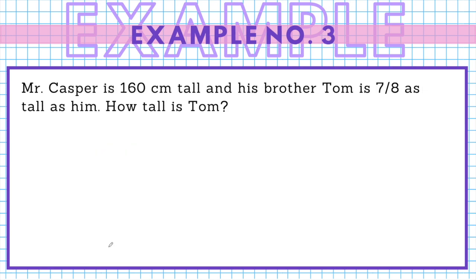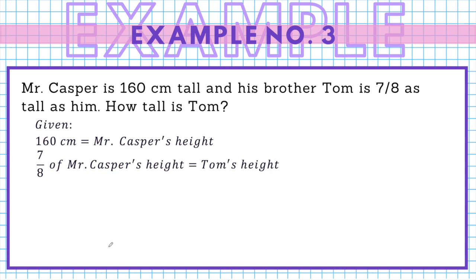For our third example, Mr. Casper is 160 centimeters tall and his brother Tom is 7 over 8 as tall as him. How tall is Tom? Now, with the given, we know that Mr. Casper's height is 160 cm. But Tom is 7 over 8 of Mr. Casper's height. Knowing Mr. Casper's height is 160 cm, all we have to do is to get the fraction of 7 over 8 from 160 cm. So, in doing so, we will use the operation of multiplication.